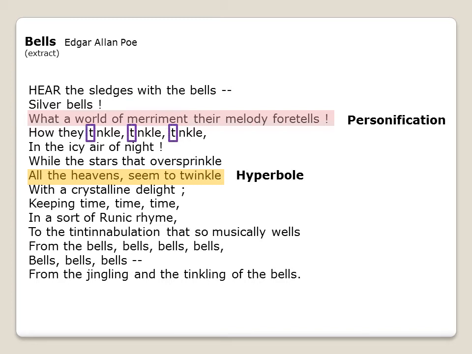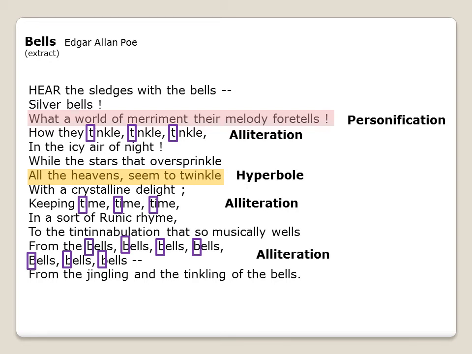The T sound of tinkle, tinkle, tinkle is called alliteration because the T sound is being repeated. Again, the T sounds are being repeated as well as the B sounds. Two more examples of alliteration.